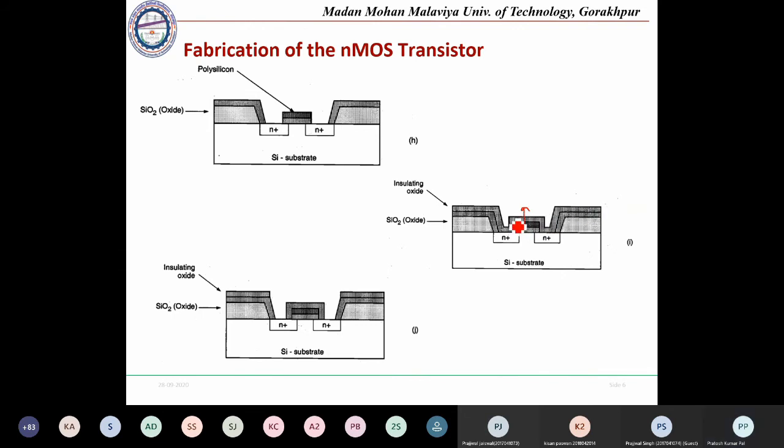Similarly, to provide isolation between the gate and the drain and source, we will be depositing another oxide, insulating oxide, on the whole substrate, and we will be removing this to make the contact. In the source and drain region we will be removing this oxide from this region. Okay, so once we remove it from this region, there will be a space for connection.